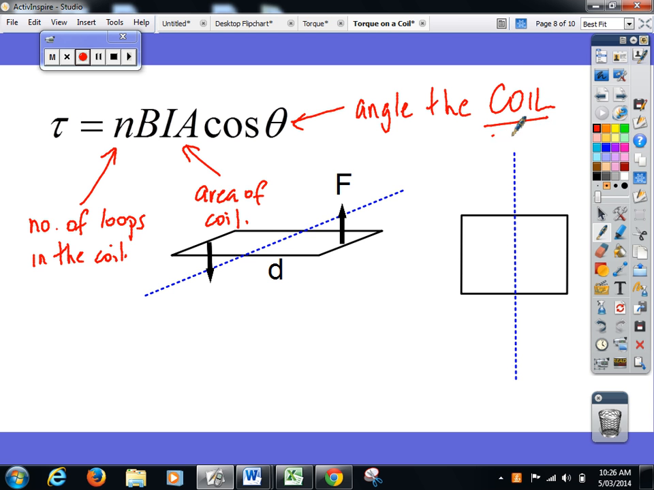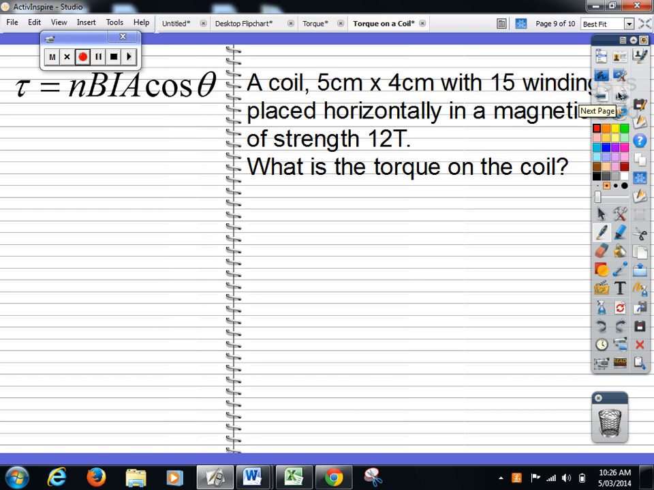with B, the magnetic field. Before, with the motor effect formula, theta was the angle the wire made. But we're not going to measure that anymore. We're going to measure the actual coil, because it's easier to measure an entire object than a single wire within that object. Are we okay with that? So now we can actually use this to work out the torque on the coil.